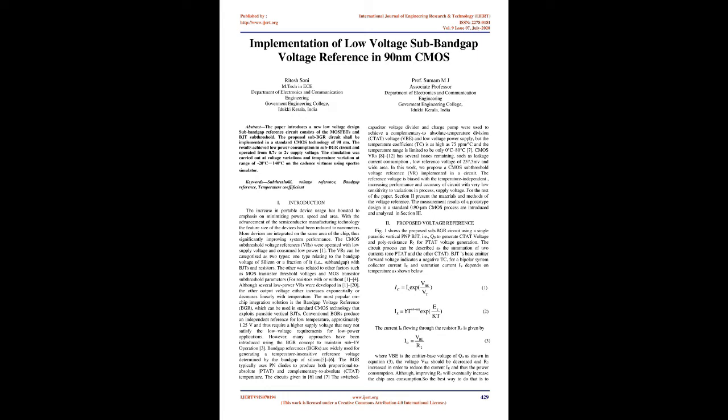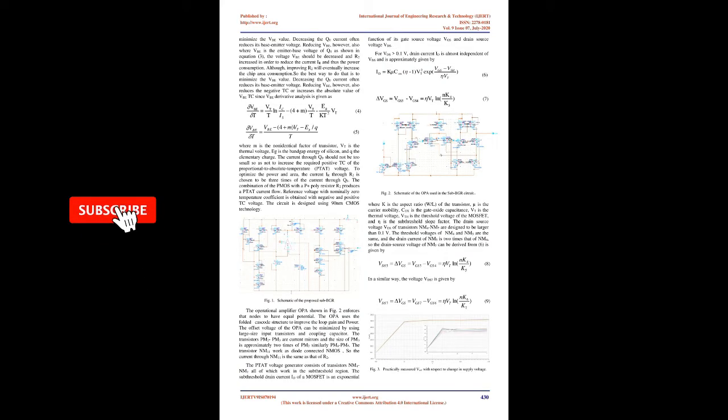Bandgap references, BGRs, are widely used for generating a temperature-insensitive reference voltage determined by the bandgap of silicon [5-6]. The BGR typically uses PN diodes to produce both proportional to absolute temperature, PTAT, and complementary to absolute temperature, CTAT, voltages. The circuits given in [6] and [7], a switched capacitor voltage divider and charge pump, were used to achieve a CTAT division voltage, VBE, and a low-voltage power supply, but the temperature coefficient, TC, is as high as 75 ppm/°C and the temperature range is limited to only 0°C to 80°C [7].